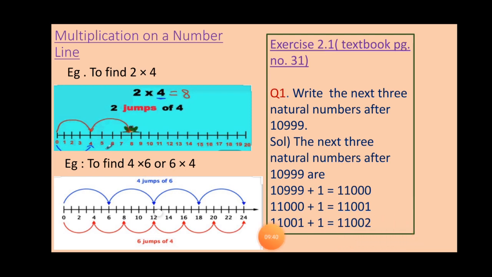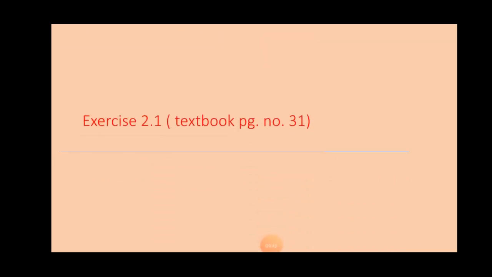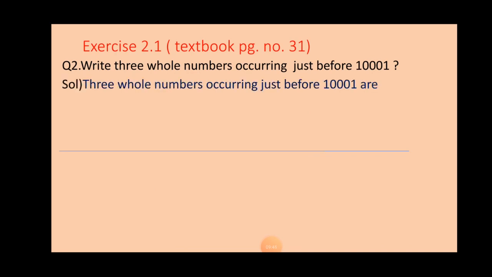Now here comes question number 2 from the same exercise given in textbook page number 31. Here we have to write the whole numbers occurring just before this number 10,001. So here we need to subtract 1 from the given number. While doing so, we have obtained the first number as 10,000 as its predecessor.